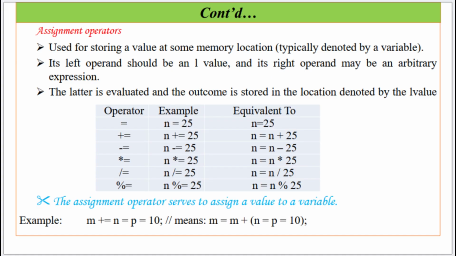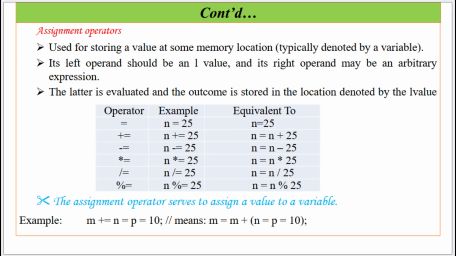Example: n = 25; n += 25 is equivalent to n = n + 25; n -= 25 is equivalent to n = n - 25; n *= 25 is equivalent to n = n * 25; n /= 25 is equivalent to n = n / 25; n %= 25 is equivalent to n = n % 25.